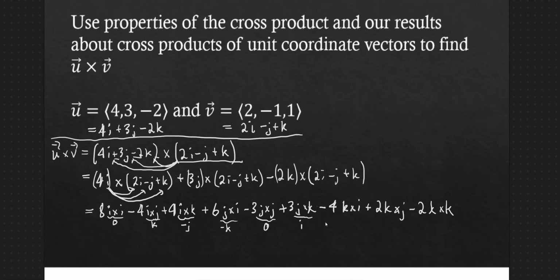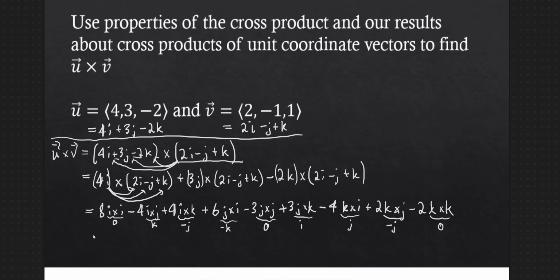I'm doing the right hand rule when I do each of these because I don't memorize it, I just use the right hand rule. k cross i, so point your hand upward, go in the direction of i. k cross i is positive j. And then k cross j, that's minus i. And then k cross k, that's the 0 vector.